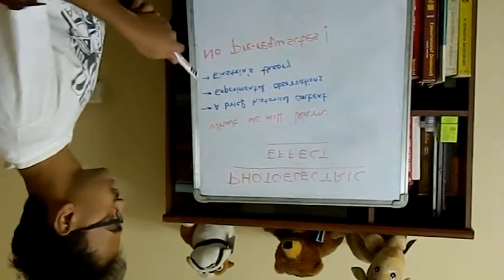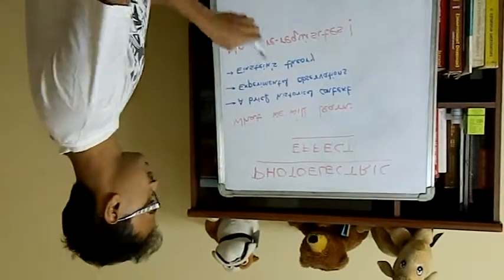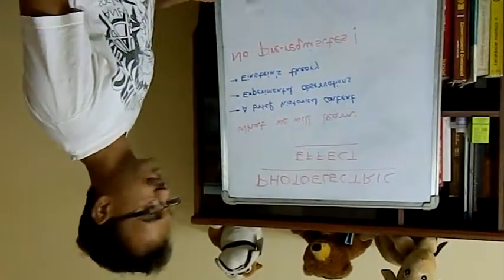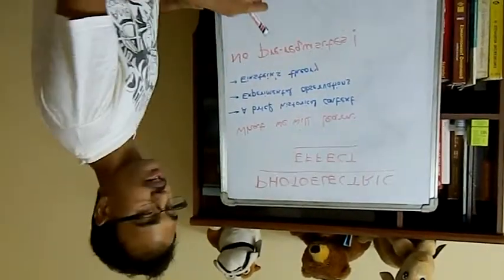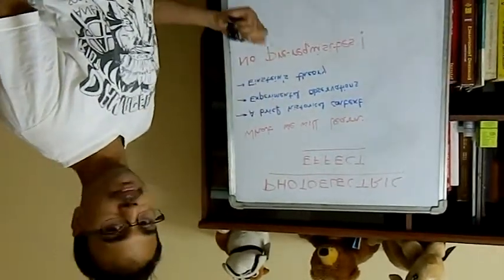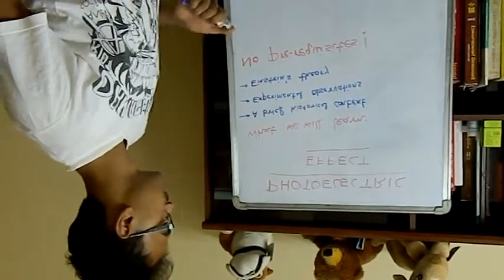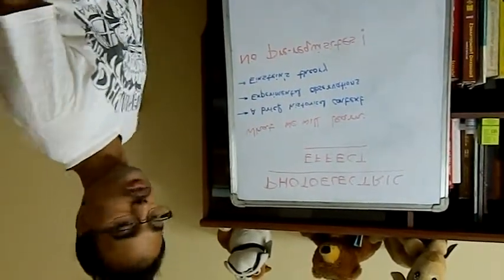In this video, we will be discussing the photoelectric effect, a brief historical context of the discovery, the experimental observations, and Einstein's theory to explain the experimental observations. There are no prerequisites to understand this video.